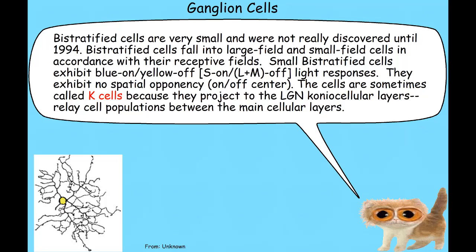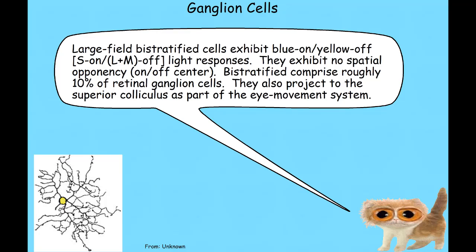They relay information between what was thought of as cells that were intercellular layers as opposed to processing layers in the visual system. Large field bistratified cells exhibit blue on and yellow off light responses, no spatial opponency, and together these two groups comprise about 10% of retinal ganglion cells. And they don't just project onto that next stop in our primary visual pathway, the lateral geniculate nucleus. Some of them also project onto the superior colliculus, and they're part of the eye movement system that controls our saccading when we're looking at a visual scene.